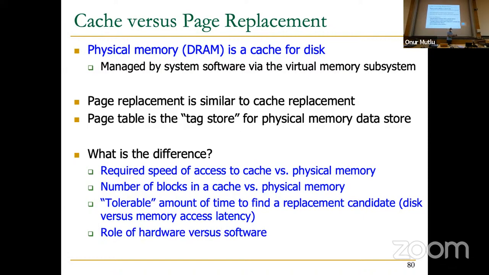We said caches are managed by hardware. You could also get help with software, but here you need some software management because it's really the operating system that has to eventually bring data from the SSD, for example, and fix the mapping tables. You can imagine hardware doing that completely, but it's very, very costly in the end.